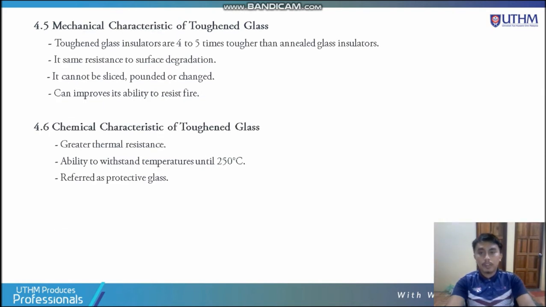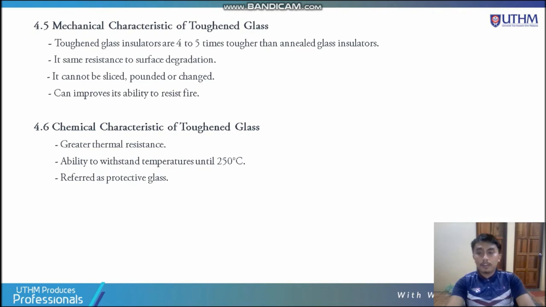In 4.5 is mechanical characteristic of toughened glass. Toughened glass insulator are 4 to 5 times stronger than annealed glass insulator. It is also resistant to surface degradation. It cannot be sliced, bonded or changed. Last, it can improve its ability to resist fire.